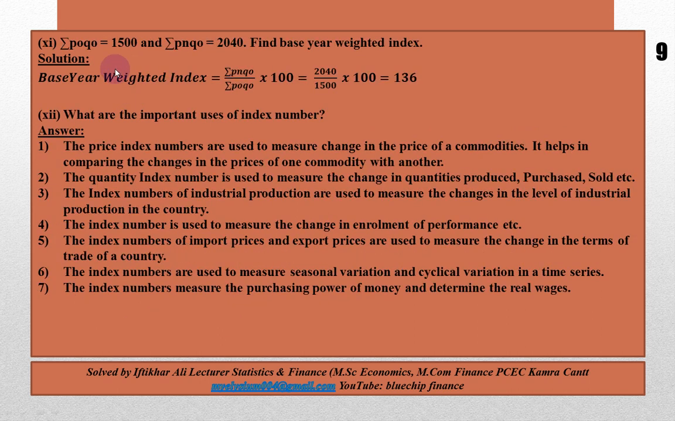Question number 9: sum of P naught Q naught equals 1500 and sum of P Q naught equals 2040. Find the base year weighted index. Simply, it is the formula of Laspeyres. Base year weighted index is sum of P Q naught over sum of P naught Q naught multiplied by 100. After putting the values in the formula, the answer is 136.